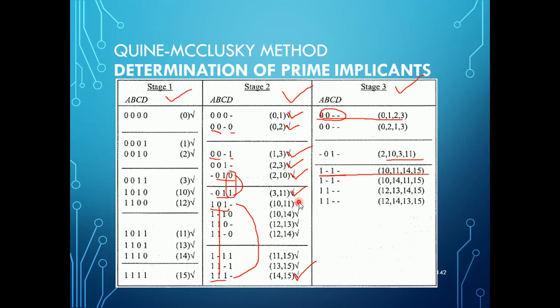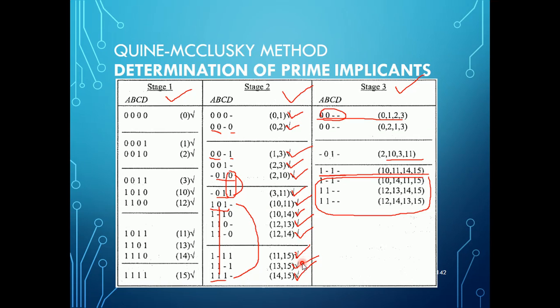Okay, so whenever you combine 10 11 you have to check mark, because later you have to find the prime implicants, that's why we are going to check mark like this. So in the similar manner we have done other terms also in the same manner. It's 10 14, 11 15, 12 13 14 15, 12 14 13 15, so like this. So as you have done the combinations, we have check marked certain variables like this. 12 13 14 15 is combined, 12 14 13 15 is also combined.